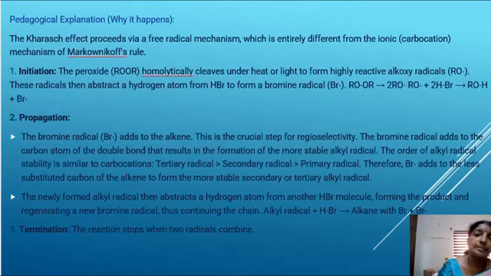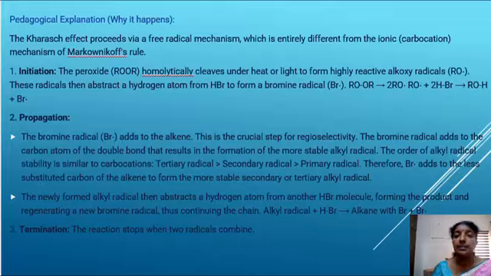Why does it happen? The Kharasch effect proceeds via a free radical mechanism which is entirely different from the carbocation mechanism of Markownikoff rule. In the first step, that is the chain initiation, the peroxide homolytically cleaves under heat or light to form a highly reactive alkoxy radical. These radicals then abstract a hydrogen atom from HBr to form a bromine radical.